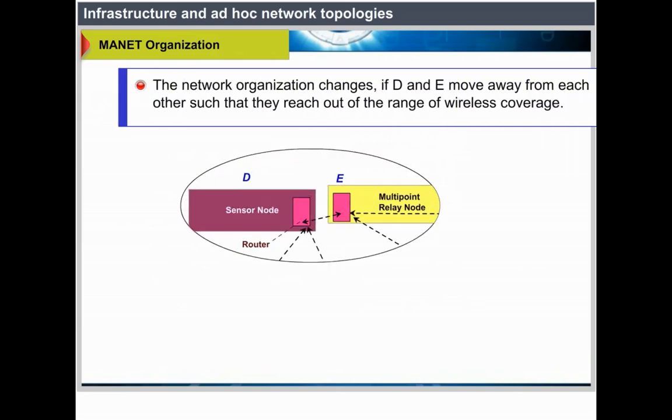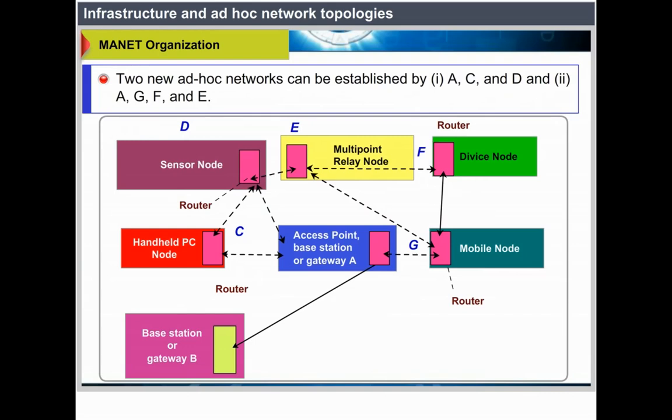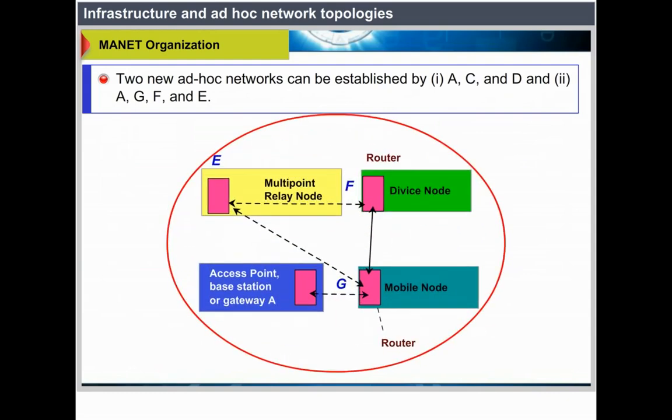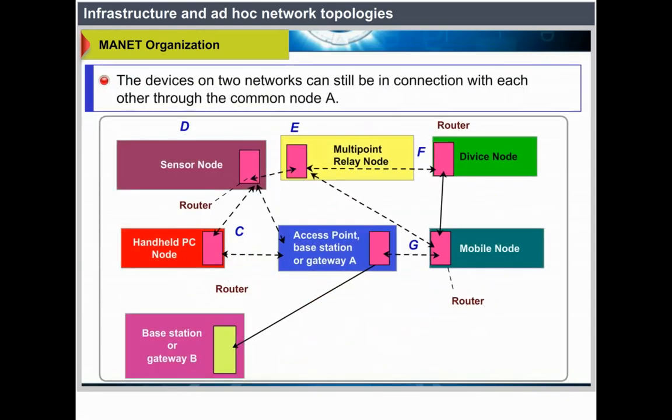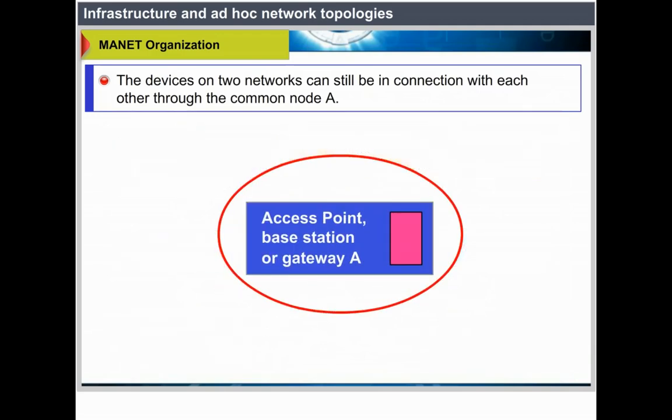The network organization changes if D and E move away from each other such that they reach out of the range of wireless coverage. Two new ad hoc networks will then be formed by 1. A, C and D and 2. A, G, F and E. The devices of the two networks can still connect to each other through the common node A.